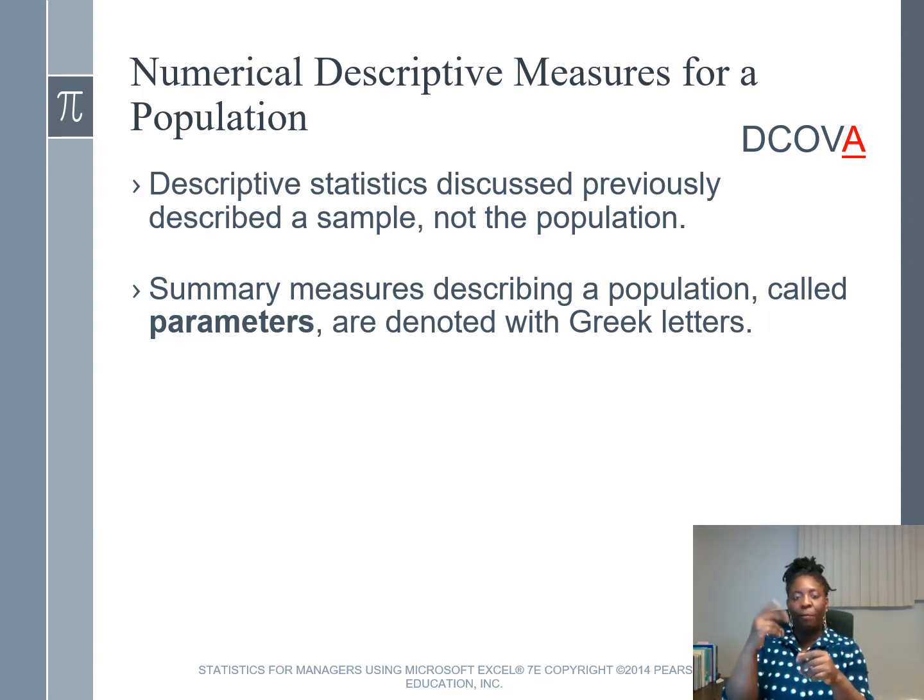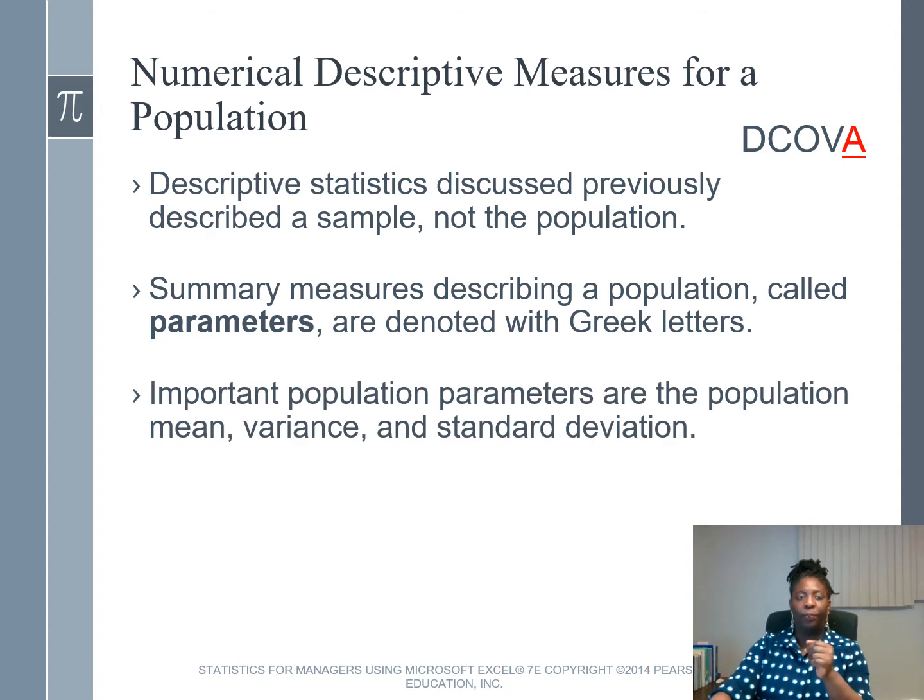So for sample, mean is x bar, variance is s squared, standard deviation is s. For a population, mean denoted by mu, variance sigma squared, standard deviation sigma. We're going to look at a table that lays it all out. Important population parameters, notice I keep going back to it, are the mean, variance, and standard deviation. Usually we care about what it is in the population because we are doing statistics and trying to figure out how it affects the average.